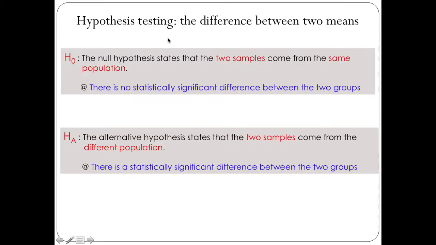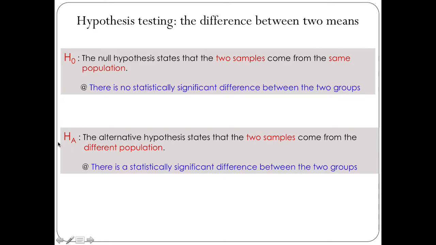So the hypothesis testing of the t-test is actually the difference between two means. The null hypothesis states that the two samples come from the same population. So in other words, your null hypothesis is testing that there's no statistically significant difference between the two groups. So always remember that your null hypothesis is always no significant difference.